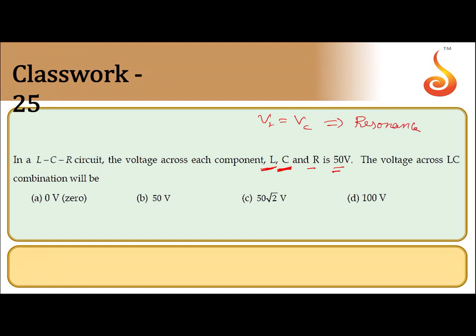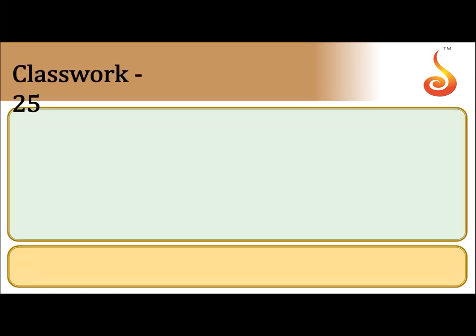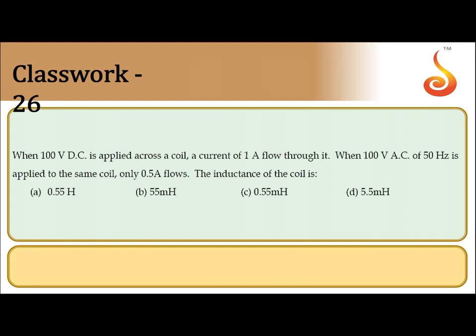So at resonance, the voltage across inductor, voltage across capacitor, they are equal and they will be opposite to each other. They are out of phase. So hence the voltage across LC combination will turn out to be 0. They add up to give you 0. That is option A. Okay, we shall move on to next one.